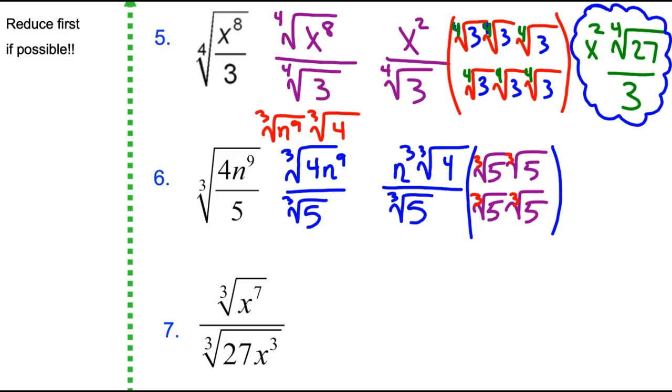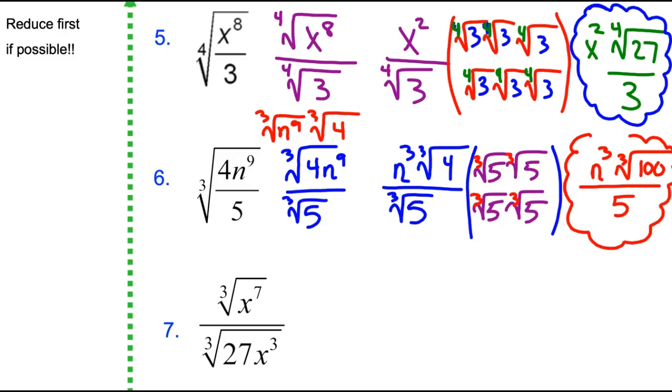So this is kind of crusty, but what we have over here is the cube root of 100. So we have n cubed, there's no radical on that. Then we have the cube root of 100 all over 5. And the cube root of 100, there's no perfect cube factors of 100, so again, we're good on that. Hopefully.